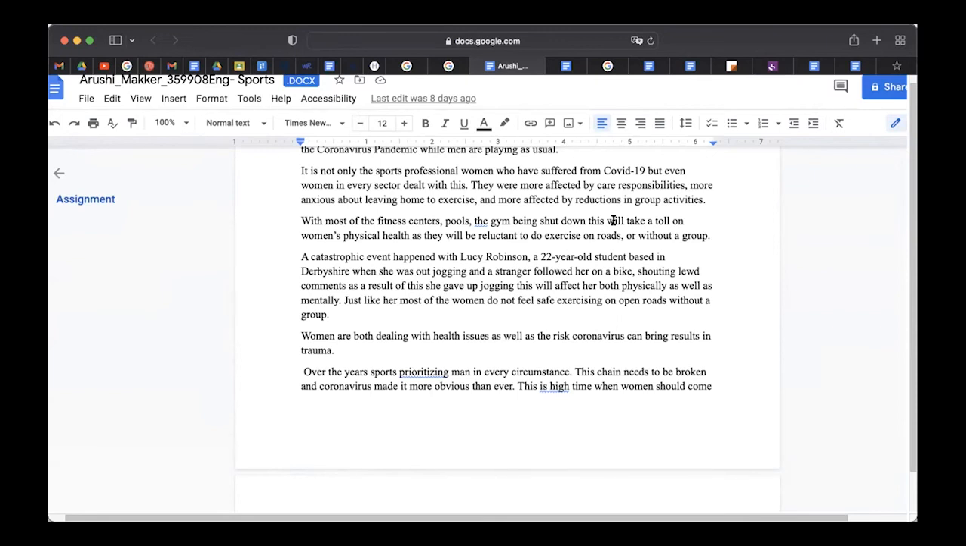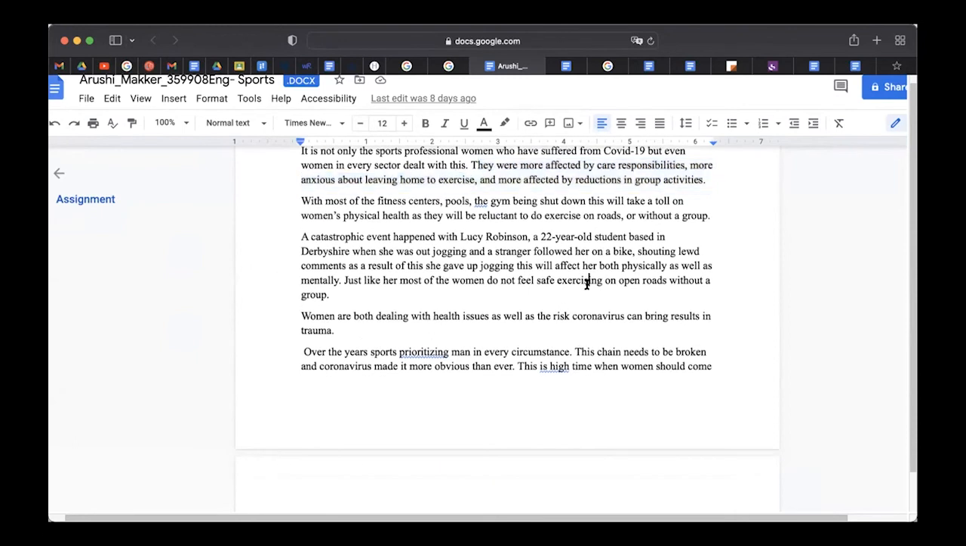More anxious about leaving home to exercise, again, lacking a lot of context, and more affected by reduction in group activities, again, lacking a lot of context here, I would say, for all of these. How are you saying that women were more affected by this? Even the activities, I would say, have a lot of ambiguity. With most of the fitness centers, pools, the gym being shut down, this will take a toll on women's physical health, as they want. So will be reluctant to do exercise on roads or without a group.